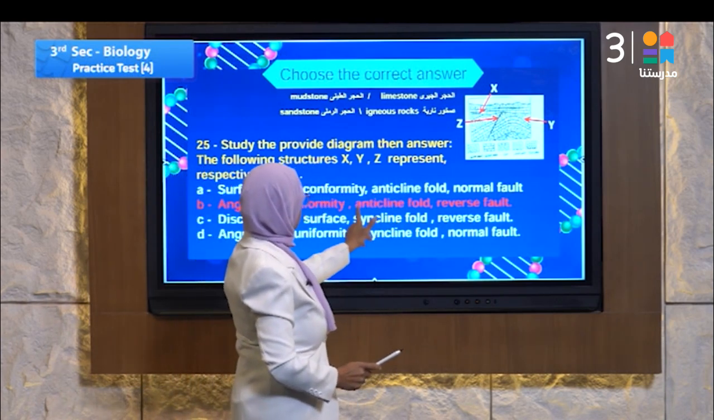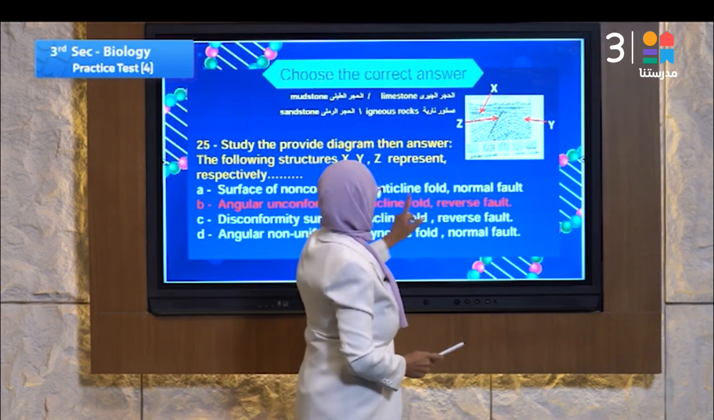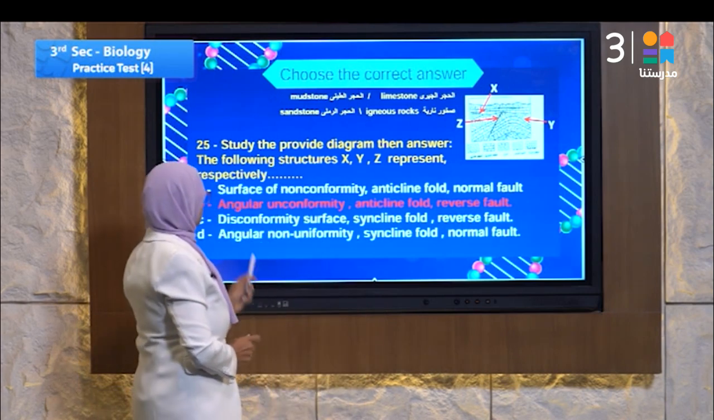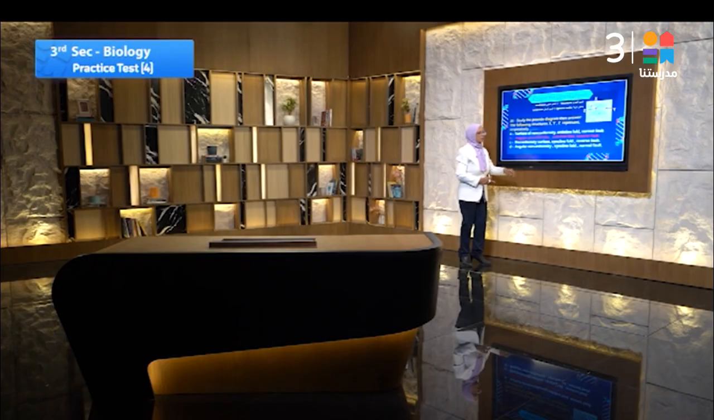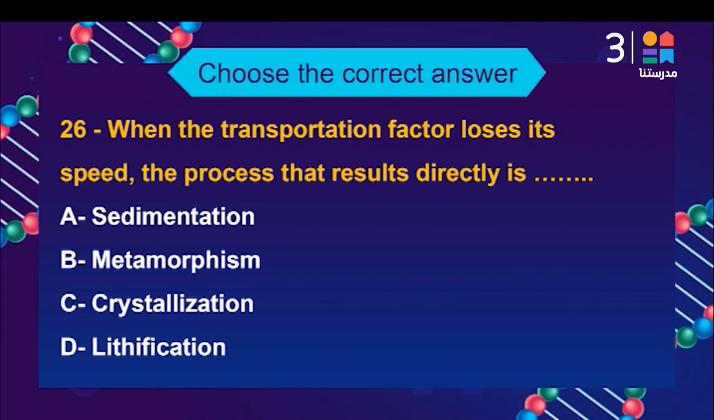And anticline faults, that will be number Y. And the reverse fault will be number Z. That's the right answer. Let's go to 26. Question number 26 is about earth science. Let's read the question and decide the answer.